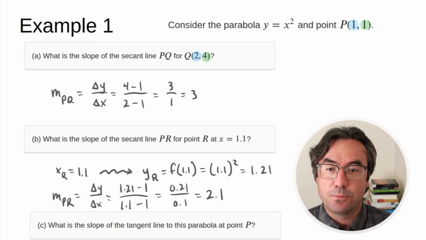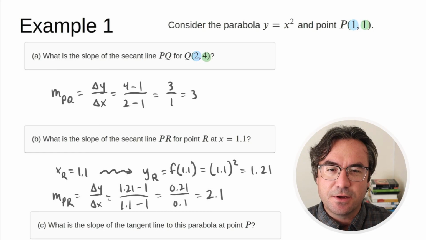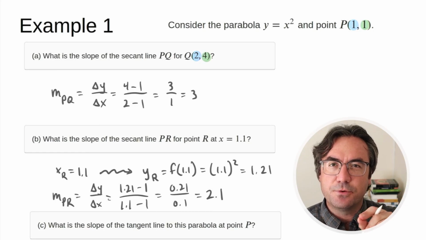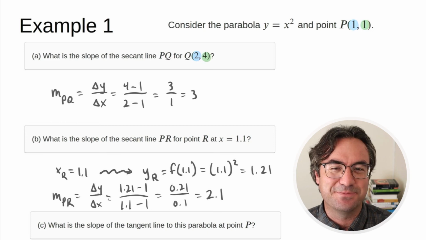All right, so we'll get a little more practice with this in class, and we'll see, well, what happens as we move point Q closer and closer to P. We're going to end up doing a limit, so it'll be kind of fun.